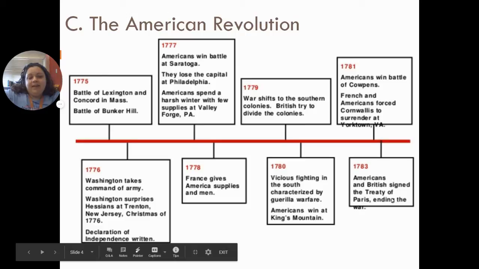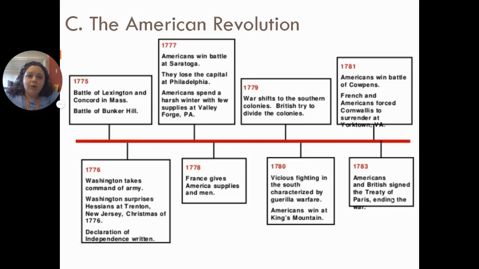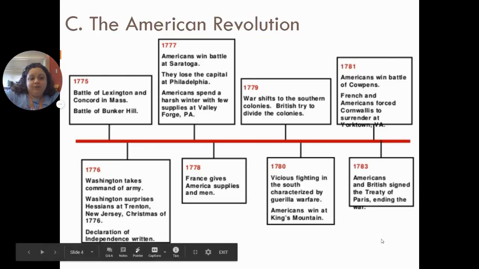Now, with the American Revolution, without a doubt, if the French alliance was not there, if the French Navy did not show up, this war would have gone on for much longer. That alliance with the French was key for American colonial victory.